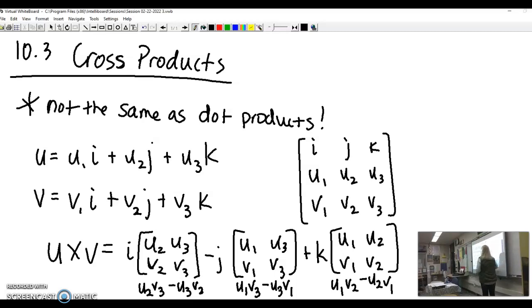These numbers here? I call it left diagonal because it starts at the upper left. You go this way, you multiply, and then you subtract this way: U1V2, and then subtraction, U2V1. It'll help if we actually put numbers in, I think, so it'll make more sense.